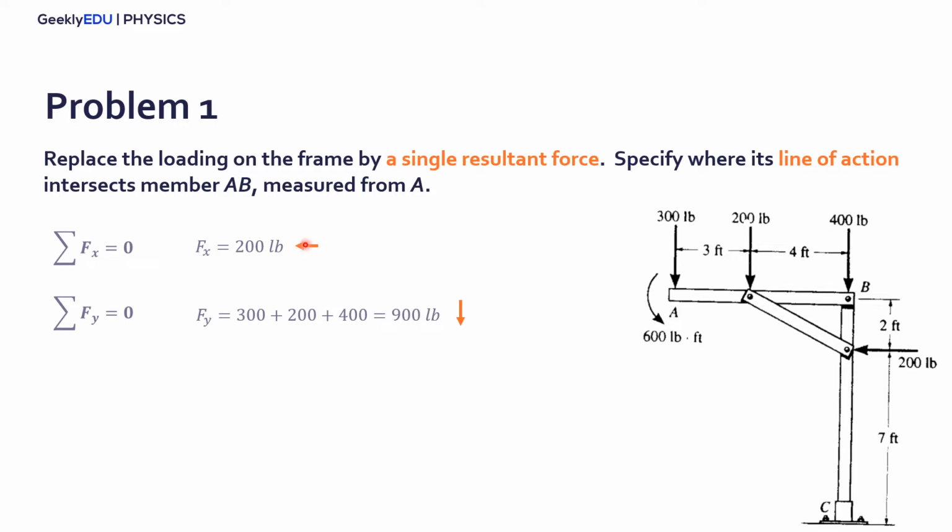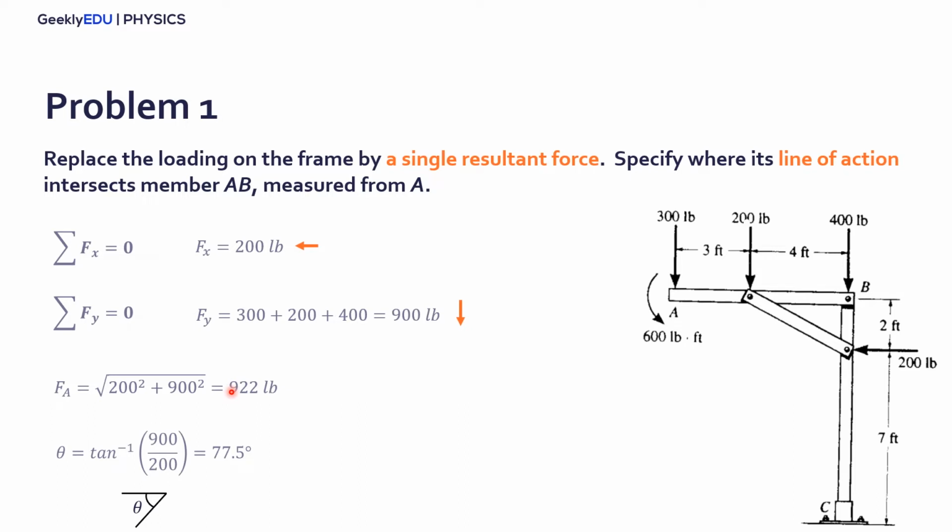Okay, so we have the x and y components. We can calculate our single resultant force vector, FR, which is 922 pounds. All right, very good. We now want to find the angle at which we apply this resultant force in order to be equivalent to all these other forces here, okay?